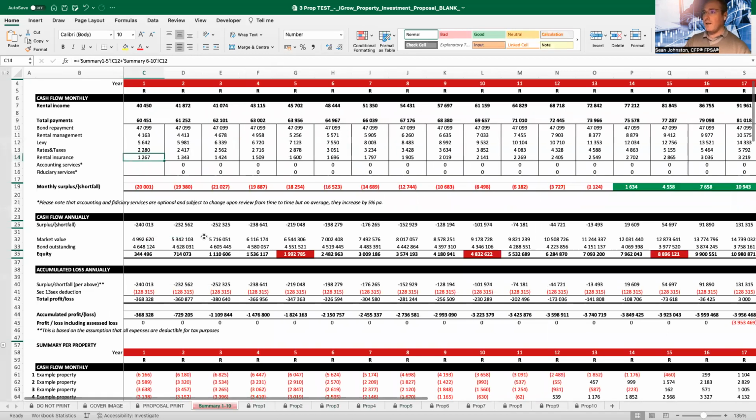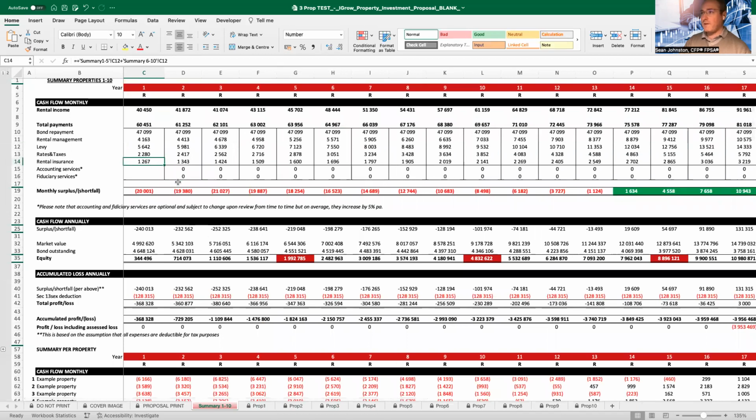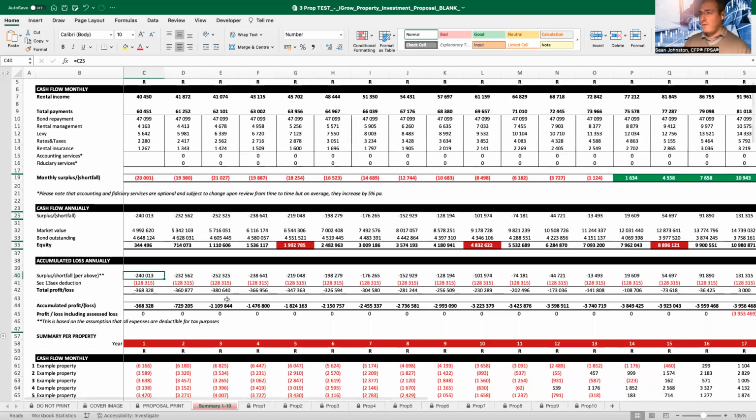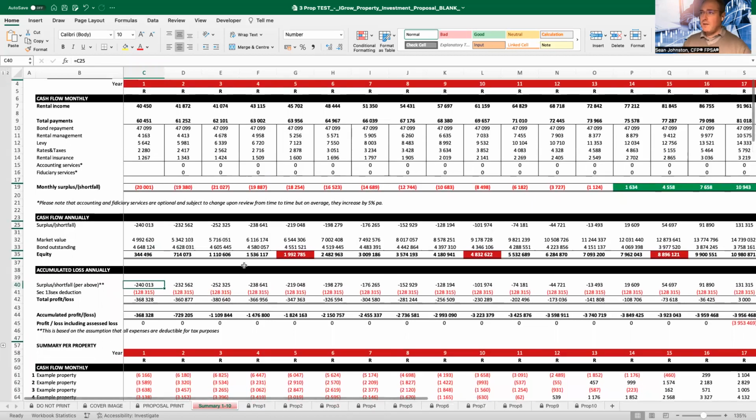As you can see, it does add up. So if I were to turn that off, you would save 1,267 Rand. But let's just hypothetically say that this investor was wanting that. The annual shortfall in year 1 based on 100% finance is 20,001 Rand, which equates to 240,013 over the year. So if we take that amount and we put it over here as the surplus shortfall for the year, obviously noting that this is just a straightforward calculation.